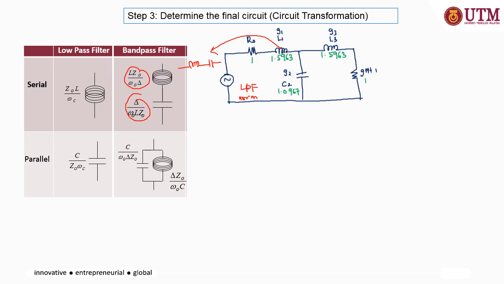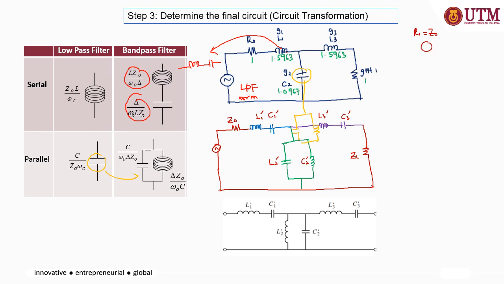And next, the second component, you have the parallel capacitor. It will be transformed into a parallel capacitor and inductor. So this one will become a parallel capacitor and also inductor. Okay, followed by the next component. So this is how your filter circuit looks like. Okay, let's mirror this.